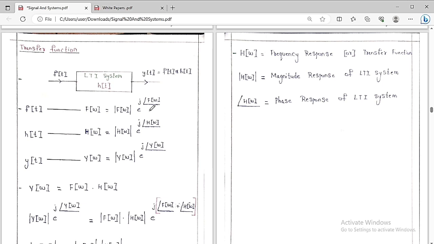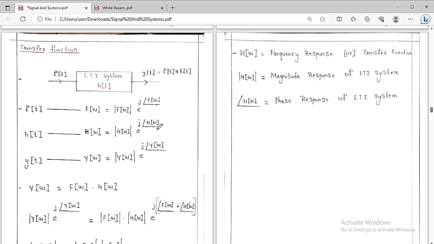Now I am going to take the Fourier transform of each signal. For f(t), the Fourier transform is F(omega). It's a complex number, so I can write it in polar form, which is mod of F(omega) into e to the power of j angle of F(omega), or mod of F(omega) at an angle of F(omega). For h(t), the Fourier transform is H(omega). Being a complex number, you can write the magnitude as well as the phase angle: mod of H(omega) into e to the power of j angle of H(omega), or mod of H(omega) at the angle of H(omega).